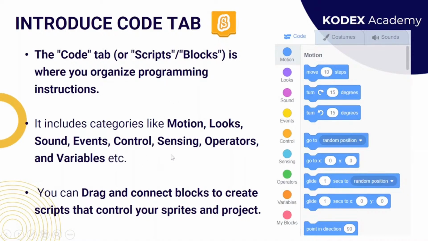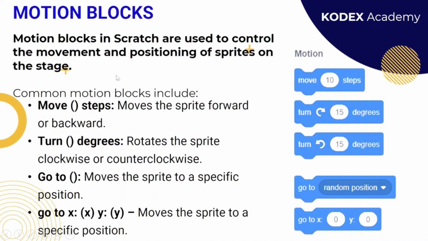Now first we discuss the motion block palette, how it contains different kinds of command blocks, and how each command block works in Scratch. So here we are. When we talk about the motion block, motion means movement. This block is specially designed to control the movement of the sprite. It can control the position and movement of the sprite on the stage. Stage means sprite area.